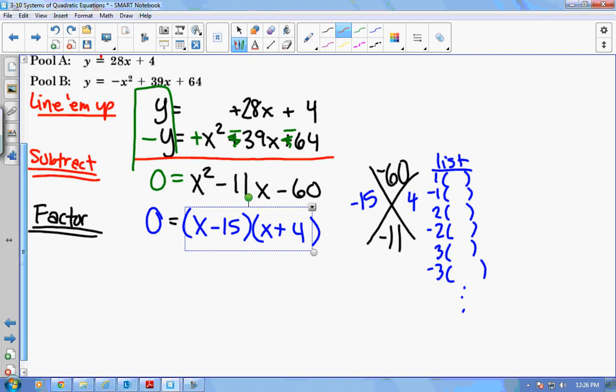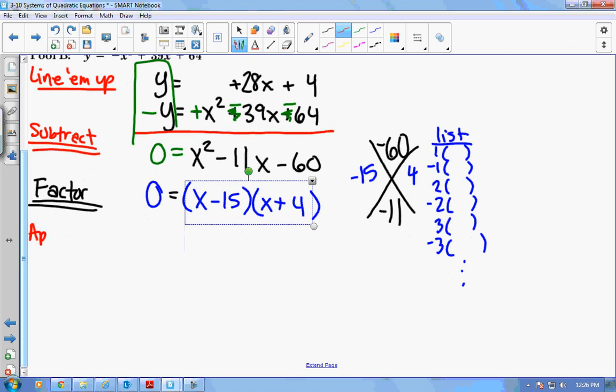Yeah, exactly, the 0 property. Now I'm going to apply the 0 property to solve. Someone besides Christian Hansen, because he told us that answer. Who remembers what the 0 property is? To solve for x.